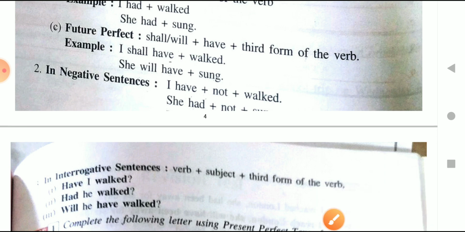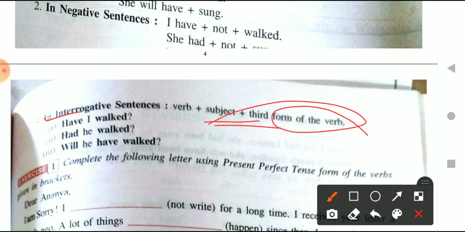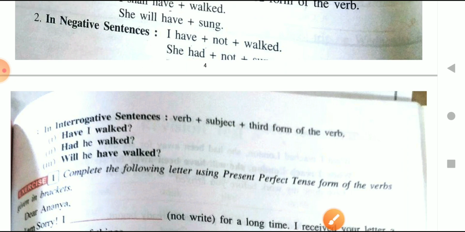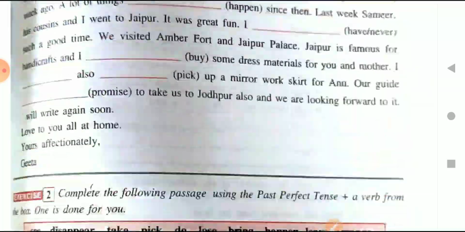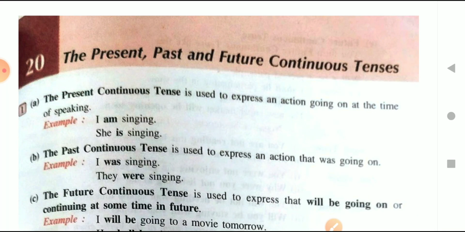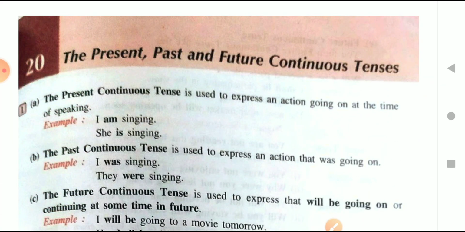Okay, and for interrogative we simply have to do it how? First of all we will add the verb. After the verb we will be using the subject and then the third form of the verb, like here, have I walked, had I walked, will we have walked. So these are examples of interrogative sentences. Now children, after this is an exercise which I will be giving you answers to through worksheets. So I hope that you all understood what we have to do in present and past, okay, continuous and perfect tense. With this your tenses are over, and if you have any questions related to these tenses you can simply ask me. Okay, thank you students and have a nice day.